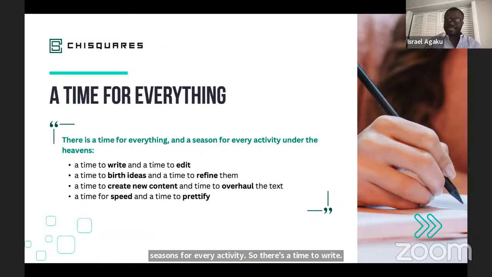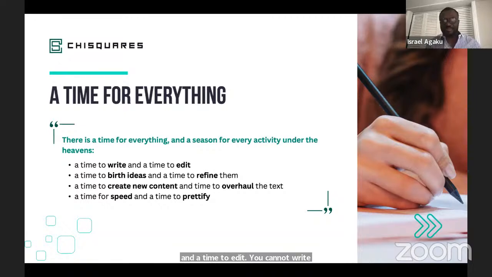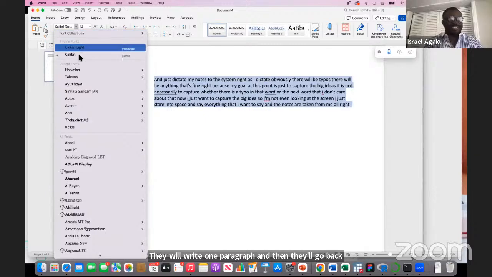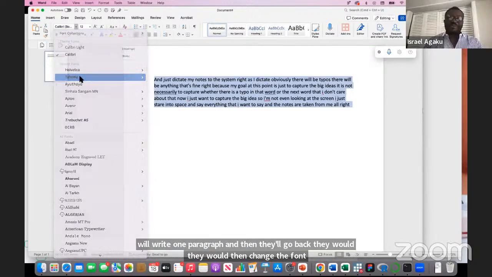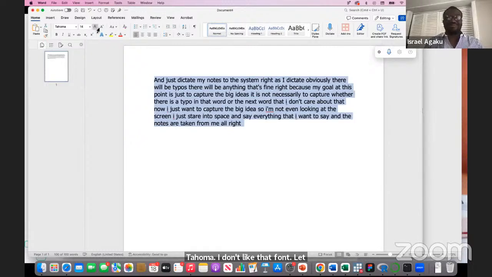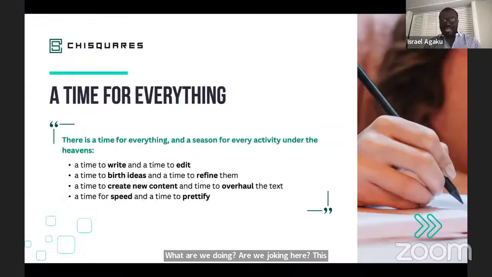You cannot write and edit at the same time. That is just wrong. This is how you know somebody's an amateur in writing. They will write one paragraph and then they will go back. They would then change the font and say, let me see how this is going to look with Tahoma. I don't like that font. Let me expand it to size 12. Like, this is ridiculous. Like, what are we doing? Are we joking here? This is how you should not write, right?